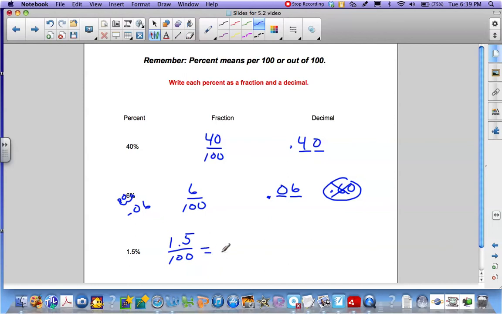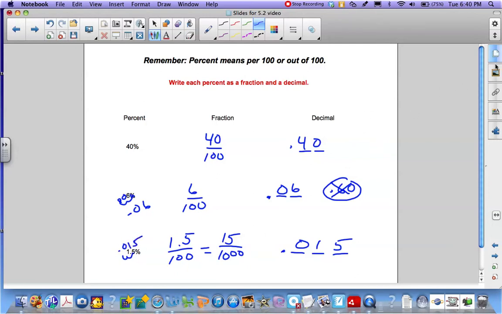So I'm going to use my knowledge of equivalent fractions. I'm going to go out to the thousandths place. 100 times 10 is 1,000. 1.5 times 10 is 15. And I've got 15 thousandths. I have to end in the thousandths place, so I'll fill it with a 0. And remember, I could have also just moved that decimal twice to the left and got rid of the percent sign. So I would have had 0.015.